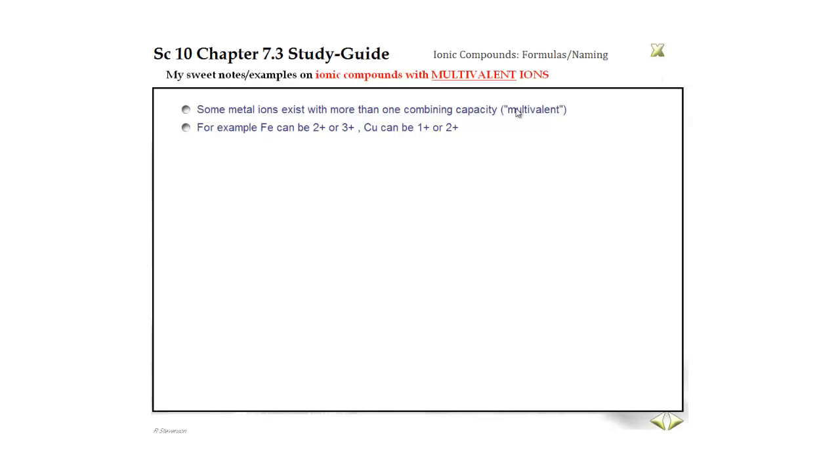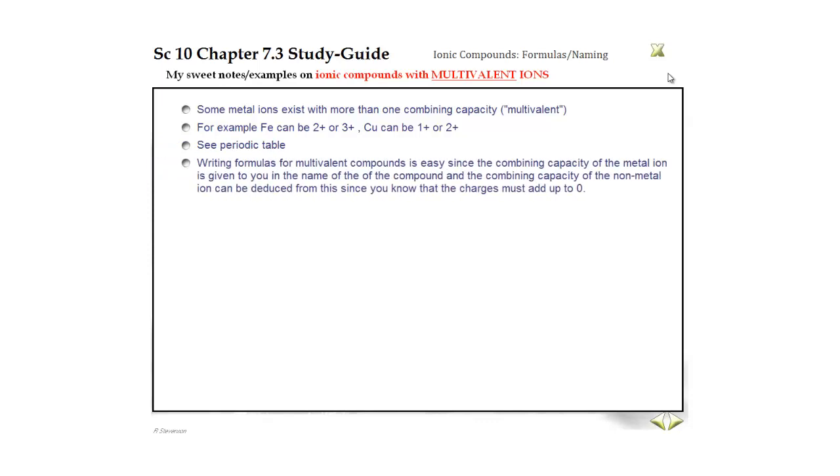Notice that when you put these in a name, you're not actually going to use Arabic symbols, you're going to use Roman numerals. More to be said about that momentarily. See periodic table. So I'll show you that in the periodic table here in a second. But writing formulas for multivalent compounds is easy since the combining capacity of the metal ion is given to you in the name of the compound. If I say iron 3 chloride, you already know what the charge or combining capacity is of the iron. It would be the iron 3 rather than the iron 2. The reason why you have to specify it is you need to be able to say which one it is.